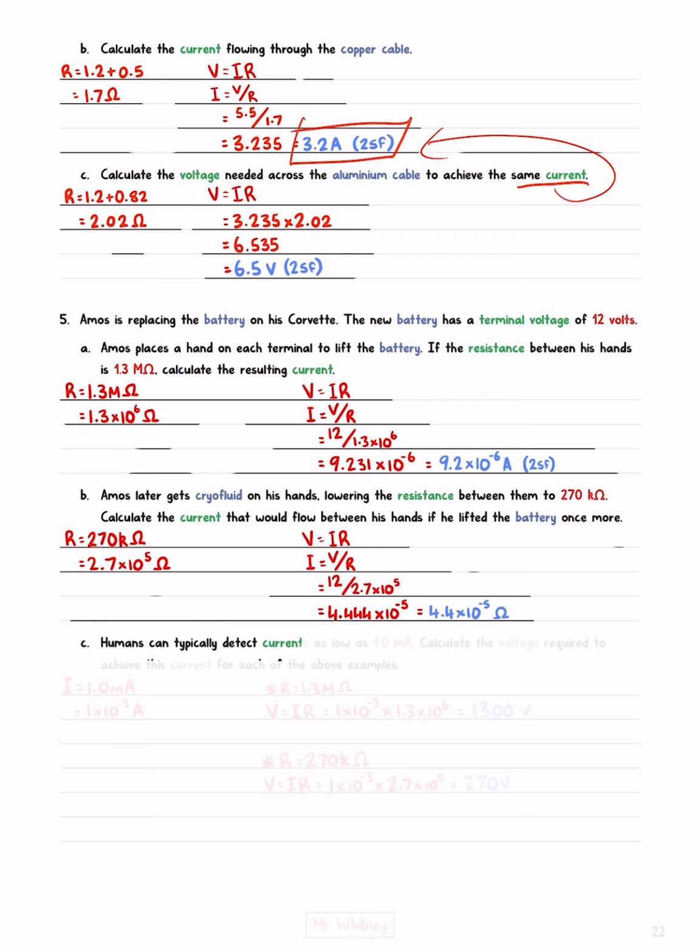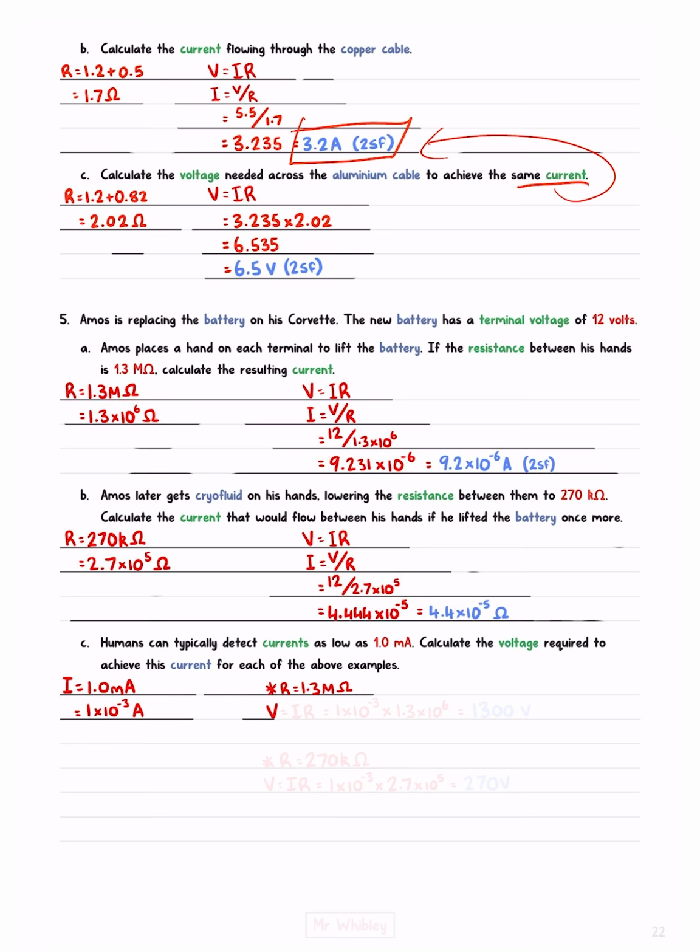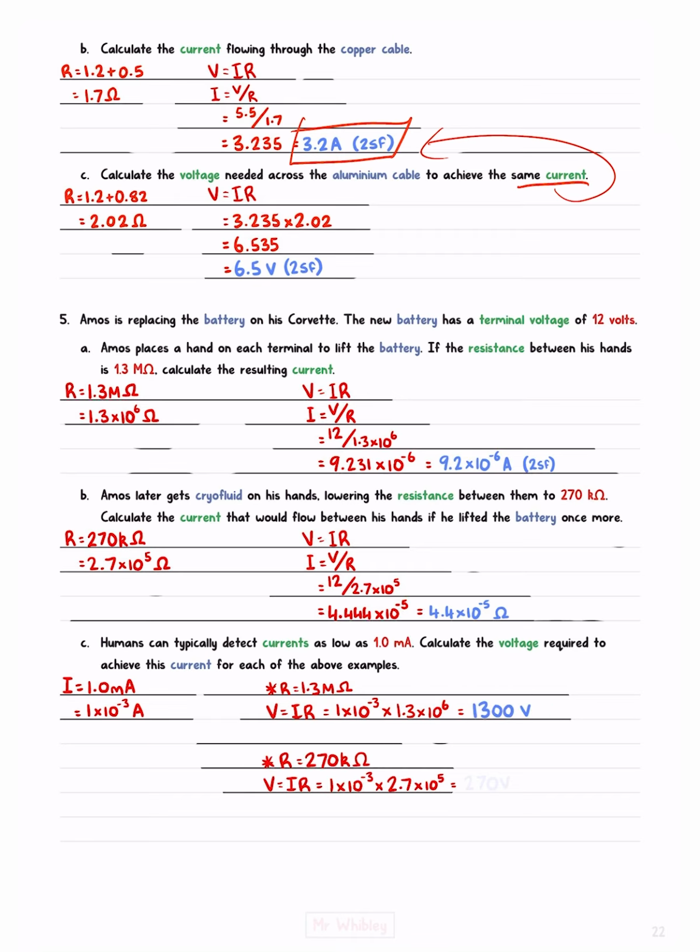Humans can typically detect currents as low as 1 milliamp. Calculate the voltage required to achieve this current for each of the above examples. Our current of 1 milliamp is 1 times 10 to the minus 3 amps. For our resistance of 1.3 megaohms, using V equals IR, where our current is our 1 milliamp and our resistance of 1.3 megaohms is 1.3 times 10 to the 6, this gives us 1300 volts. Repeating this for our second resistance gives us 270 volts.